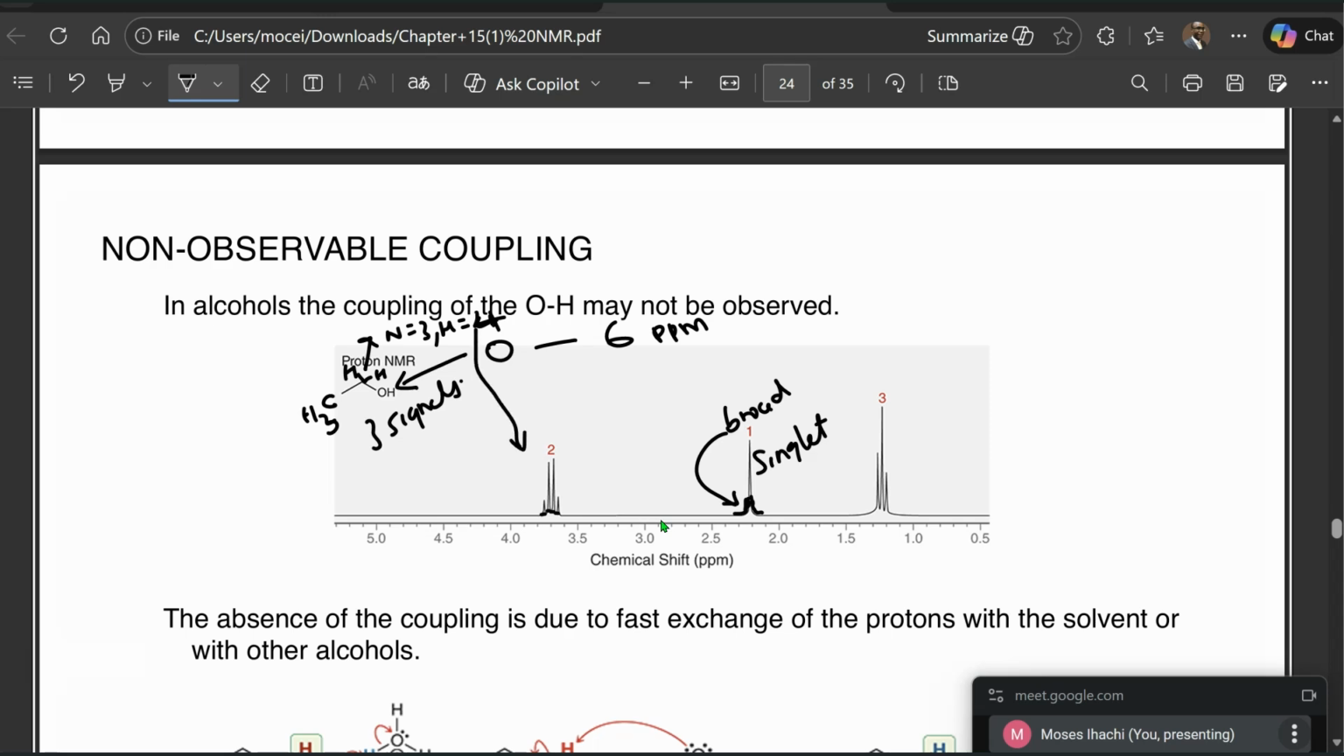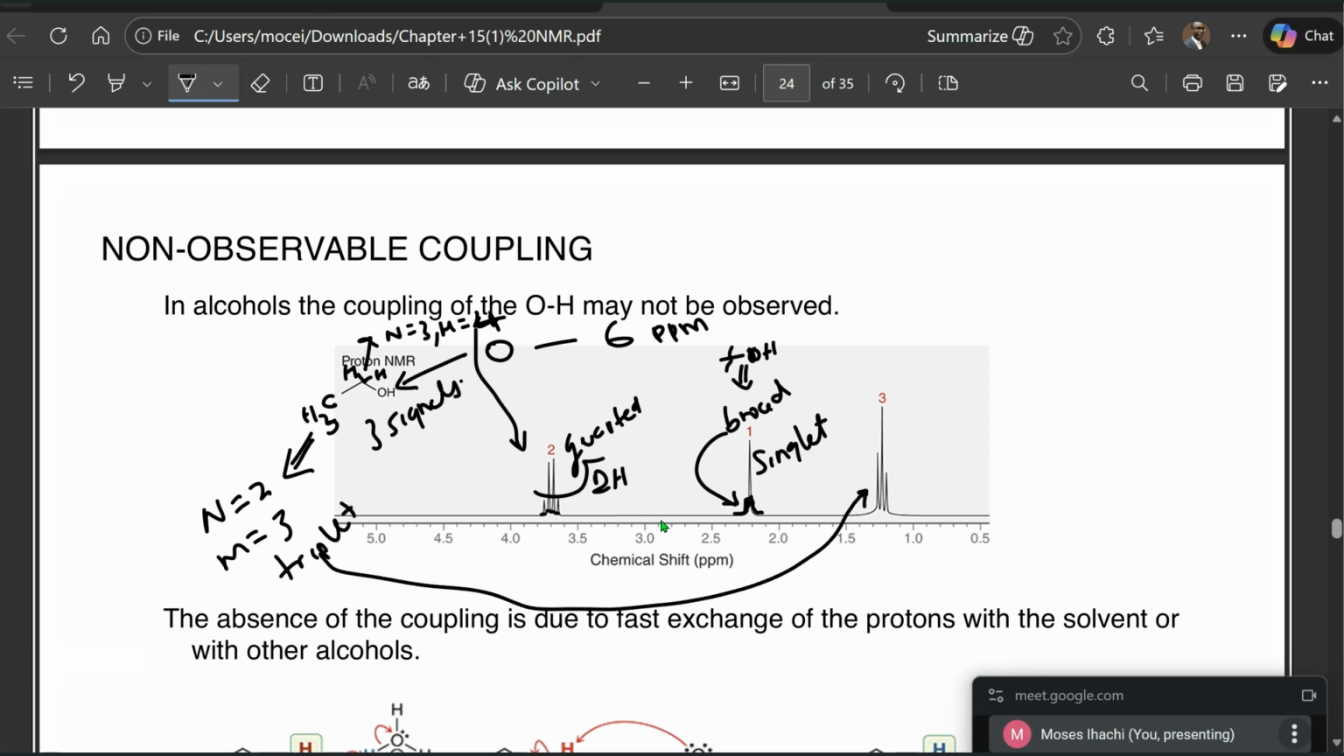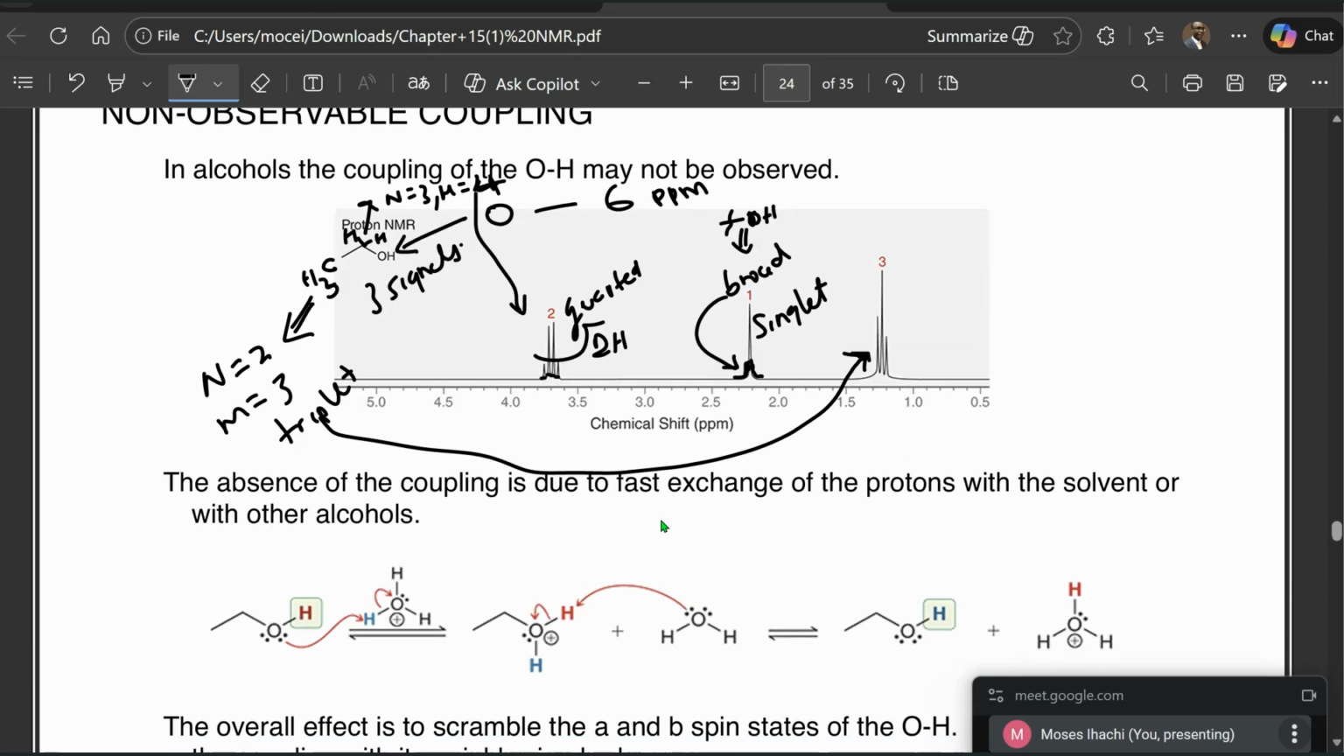So it's a quartet. For the broad one, would that just be an OH group? Yeah, it's a singlet. Nobody's splitting it. We say no neighboring hydrogens. This one, N equals 2, so M will be 3, and we call that a triplet. And with that information I've given you, you should be comfortable going on, only that I'll give you more details later on.